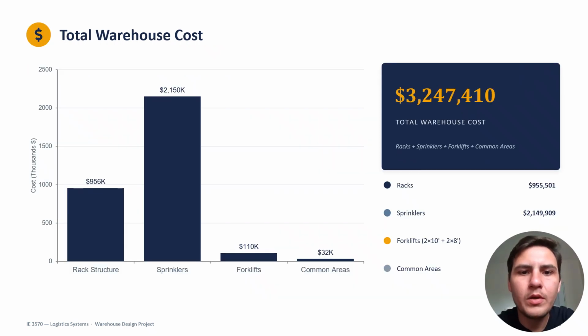Now moving on to the total warehouse cost. Adding up rack structures, sprinklers, forklifts, and common areas, the office, restrooms, and utility room bring the total warehouse cost to $3,247,000. Sprinklers are actually the largest single line item, even ahead of the racks themselves.